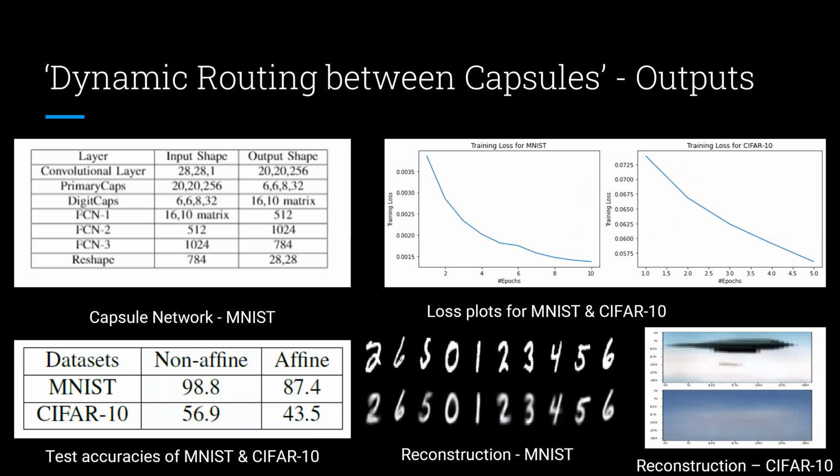So you can have a look at the outputs that we have generated. The input and the output shapes can be seen in this tabulation, and you can have a look at the loss plots for MNIST and CIFAR-10 dataset. It is monotonically decreasing, and we have the test accuracies for MNIST and CIFAR-10 on non-affine and affine transformed datasets. CNNs are not so robust for affine transformations, whereas capsule nets are very robust. And based on the literature, we see that the accuracies that we have obtained for affine transformation based capsule network classification are much better when compared to the CNN classification.